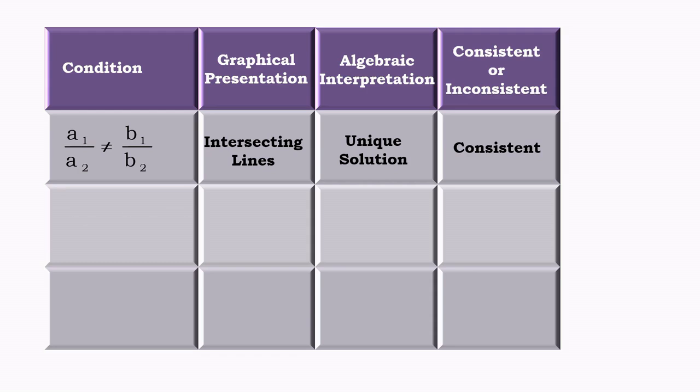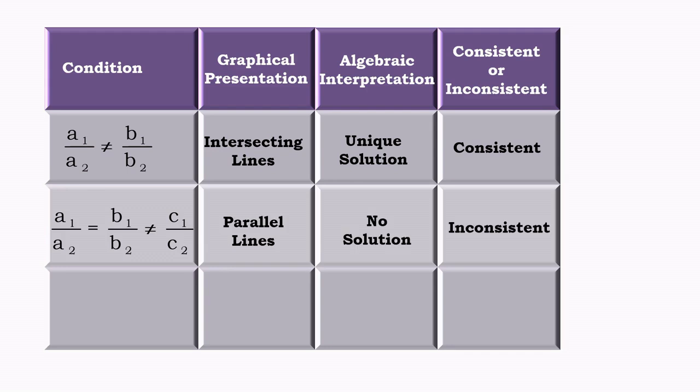Second case. When a1/a2 equals b1/b2, but not equal to c1/c2. Graphically, the lines are parallel. Algebraically, there is no solution. So, the system is inconsistent.